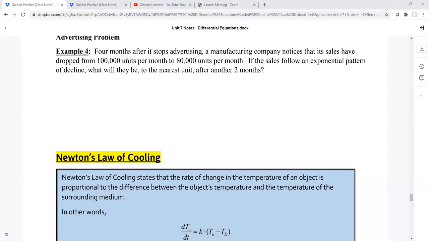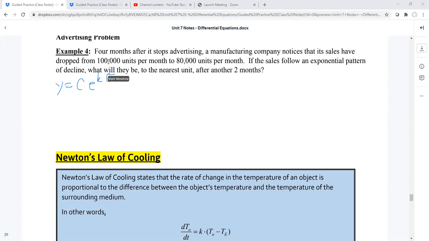All right, 4 months after stopping advertising, a manufacturing company notices that its sales have dropped from 100,000 units per month to 80,000. If the sales follow the exponential pattern of decline, what will they be to the nearest unit after 2 months, after 2 more months? So again, we're going to use y equals C e to the kt power, same formula we've been using.